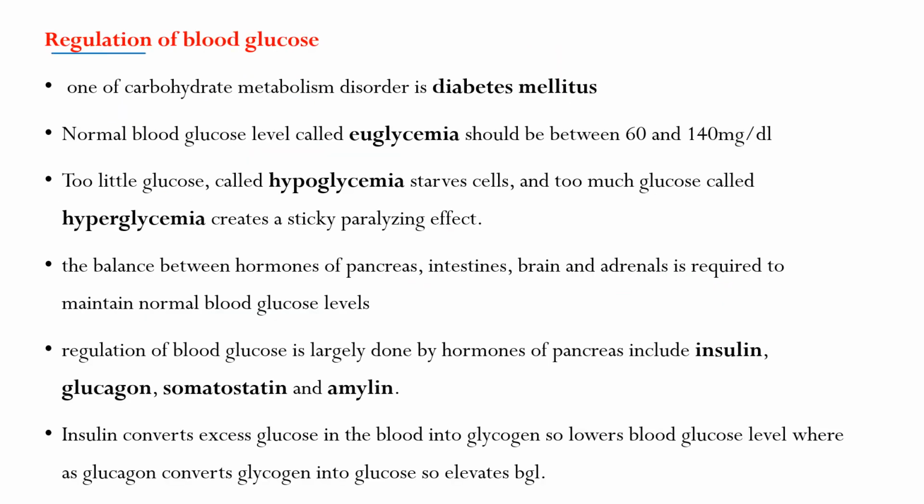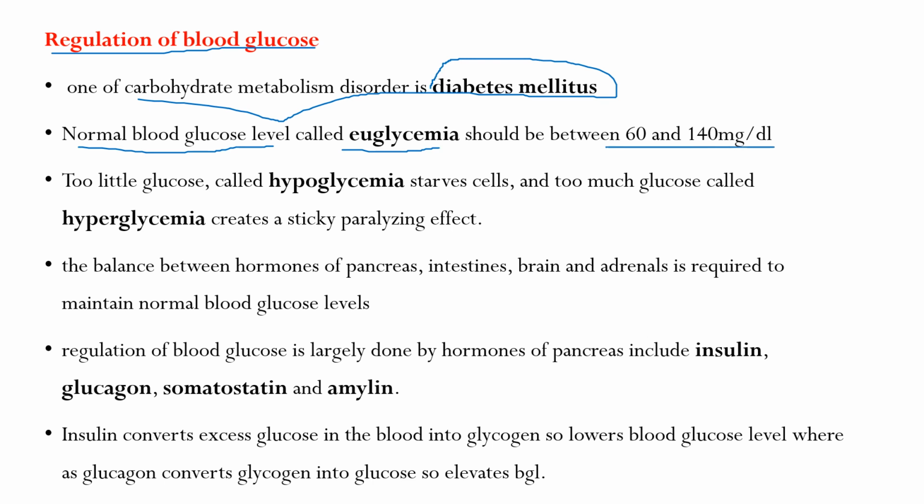Finally, about regulation of blood glucose. How does our body regulate the normal blood glucose level? One carbohydrate metabolism disorder is diabetes mellitus. Normal blood glucose level is known as euglycemia, which is between 70 to 114 milligrams per deciliter.